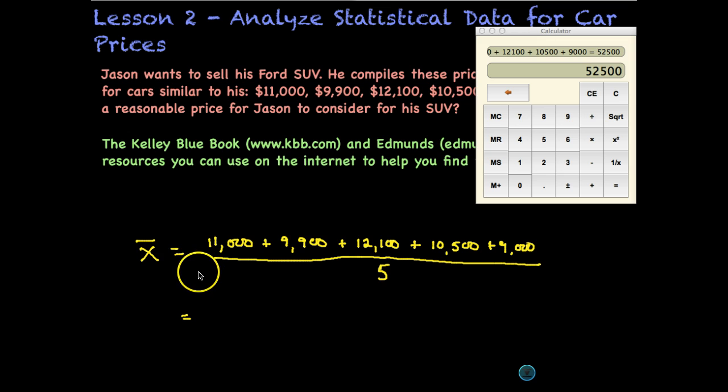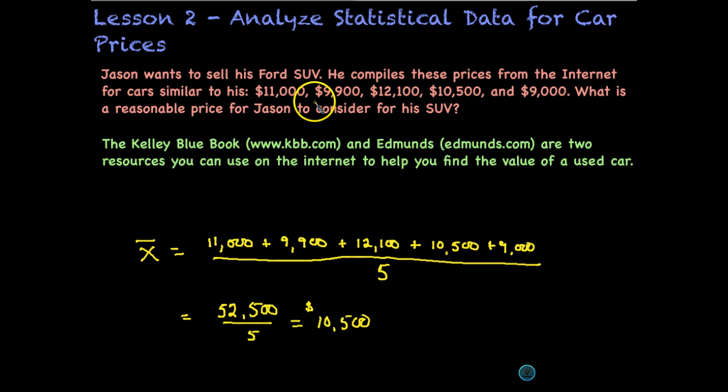Remember that the formula to calculate average, and remember that x bar is our average, is equal to the sum of all the data values divided by how many we have. And we have 1, 2, 3, 4, 5. So I've summed up all my data values in order to get 52,500. And then I'll divide that by 5 in order to get my mean or my average. And I get 10,500. That is the average car price based on what he found.